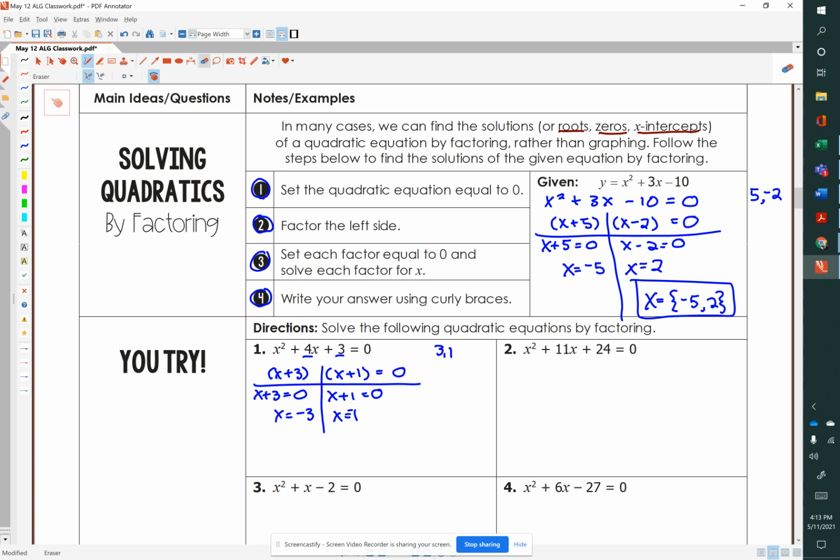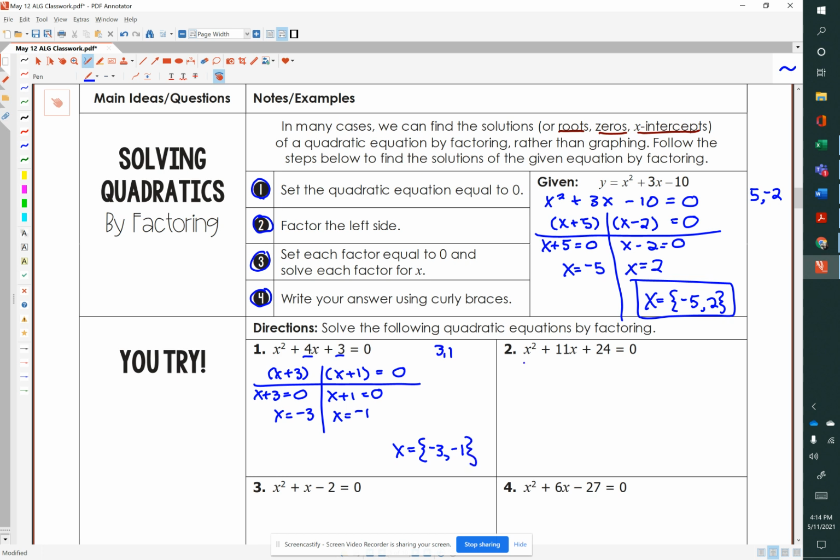Let me write that so you can understand it a little better. So those are our two solutions. This is a two-solution quadratic. Now, if we were to find the discriminant, we would find that the discriminant is greater than 0, thus indicating that we have two solutions. And those solutions are the set of all numbers such that x equals negative 3 or negative 1.